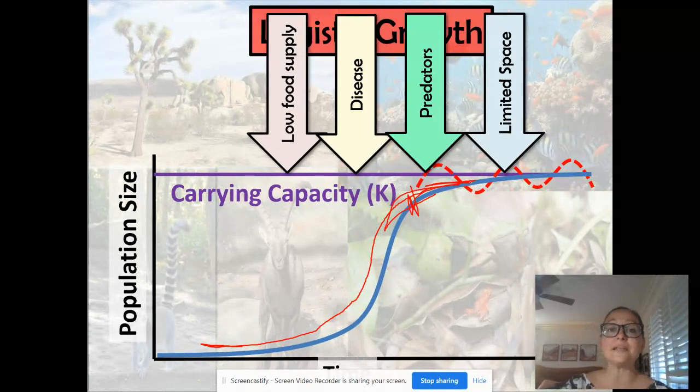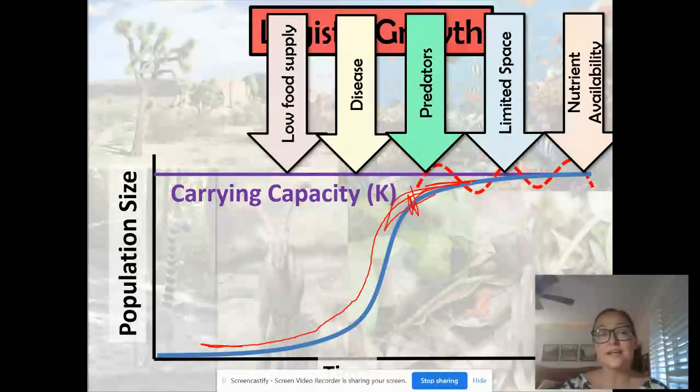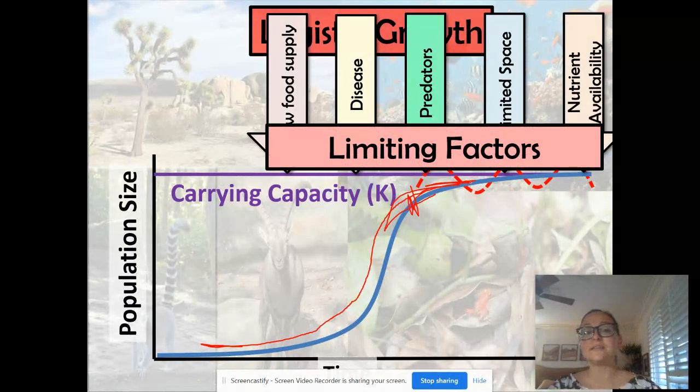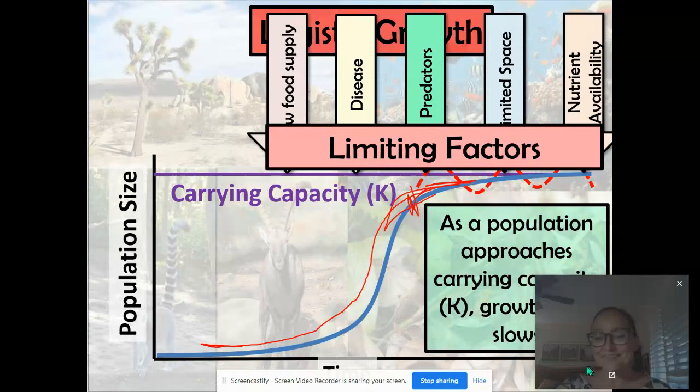So there's limited space or limited shelter for animals that makes it harder to survive as you increase that population density. And then nutrient availability. This is also important in plants for soil nutrients. As plants grow, they take nutrients from the soil. Or think about the quality of food that an organism is able to find. So as your population density increases, it's harder to get enough nutrients for survival. So all of these are examples of limiting factors, things that are going to limit how big a population can grow.